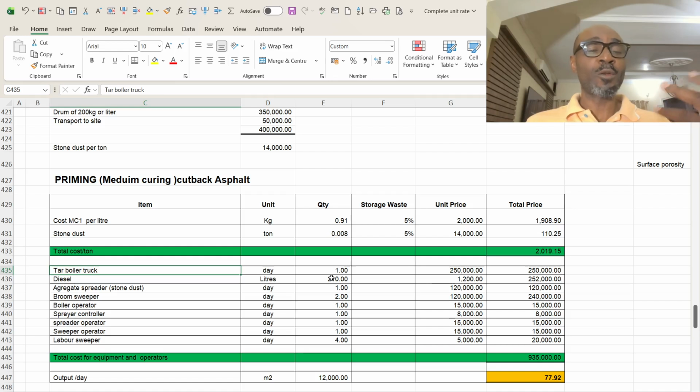So as you can see, the first item is a tar boiler, and the cost per day is 250,000. Then I have diesel, and the diesel is not just meant for the tar boiler, it is also meant for the aggregate spreader, because the stone dust can be spread in two ways.